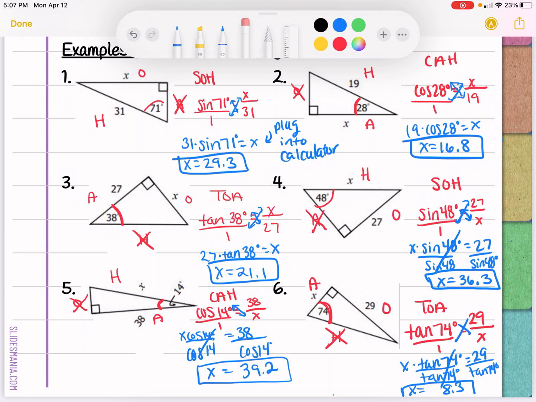So just to summarize, you're setting the problem up like you did before. It's just now you're either going to have to multiply whatever's on the denominator times SOH CAH or TOA, your sine, cos, or tan. If your X is on the denominator, then you're going to divide instead. So just be careful when you're setting these up.